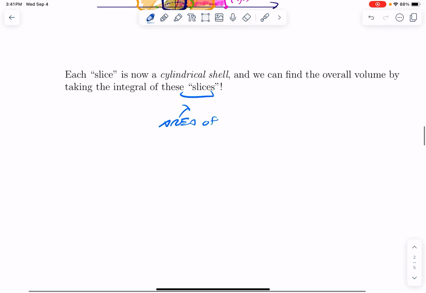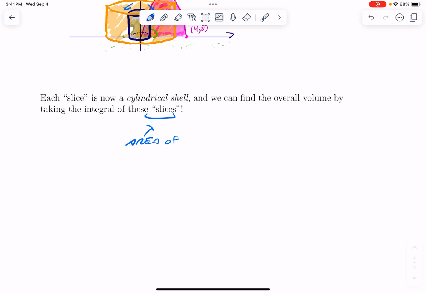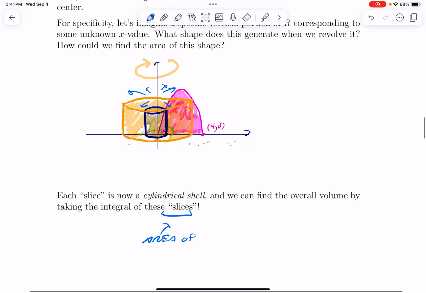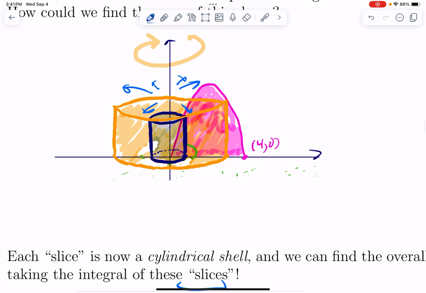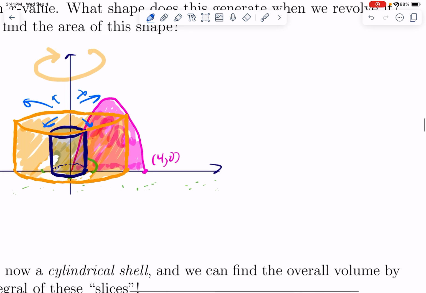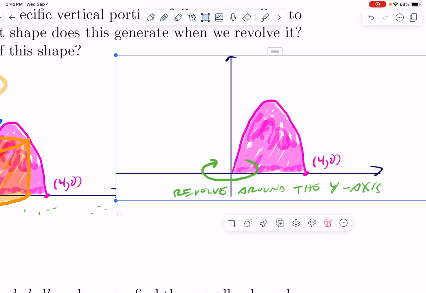So let's actually do that. And what we have to do here is we have to understand what is the area of any particular shape. So I didn't actually address that here. So I'm going to paste my picture again. Here's my original picture.